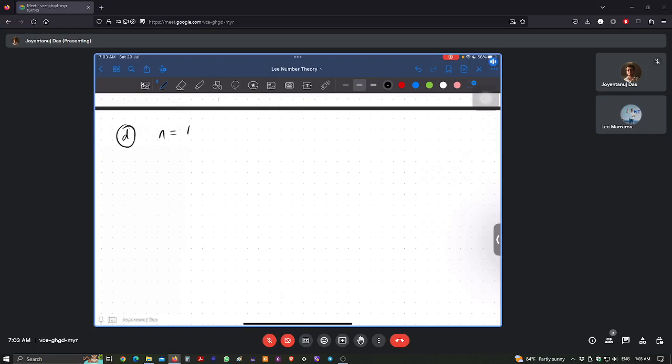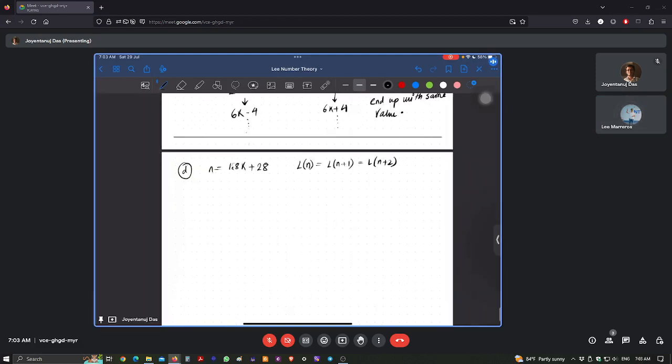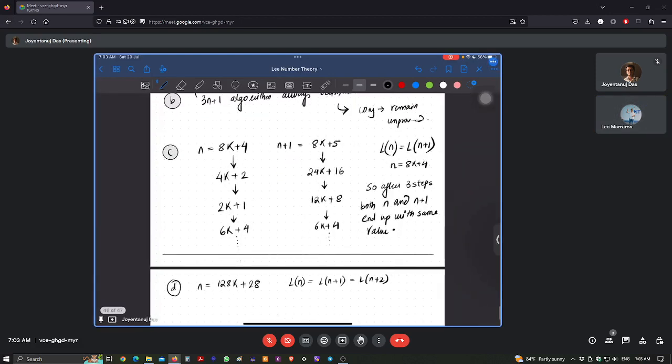So n equals 128k plus 28. Then the length of n equals the length of n plus 1 equals the length of n plus 2. This you have to prove. Previously we showed that for 8k plus 4, n and n plus 1 have the same length.